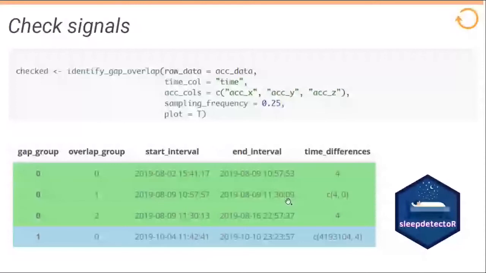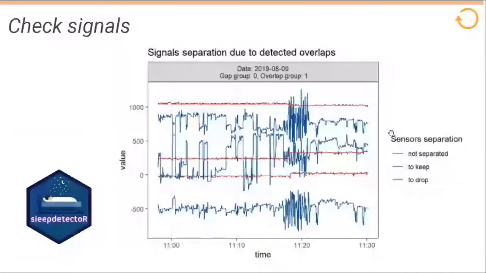When the parameter plot is set to true, the function returns also a plot where we can focus on the gap group 0 overlap group 1, where we found the anomalies in the sampling periods. And here we can see the 3 traces of the accelerometer. And those in red are the signals labeled as to drop. This label is made up using the drop device column I mentioned before.